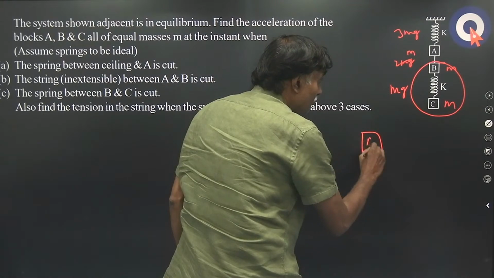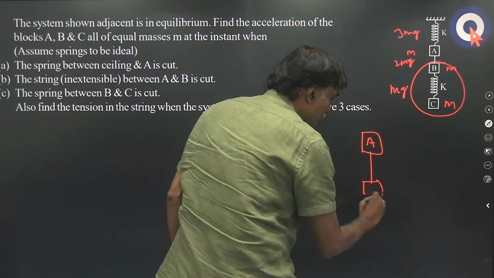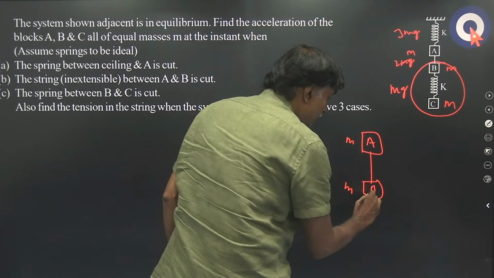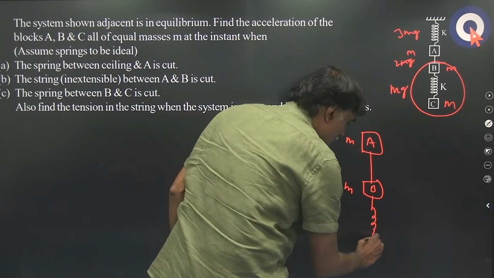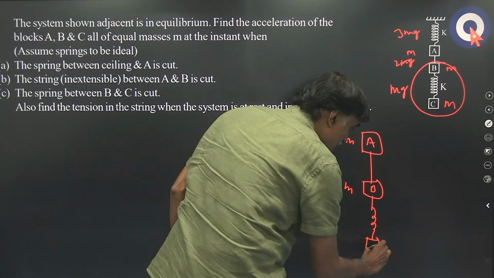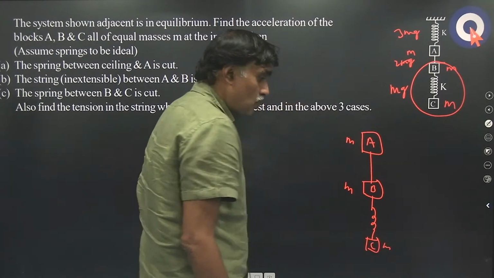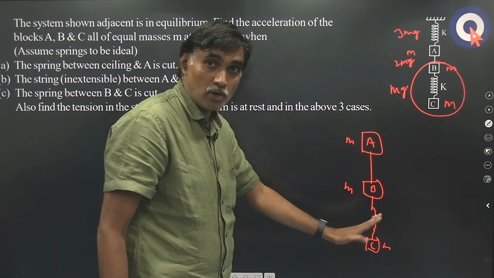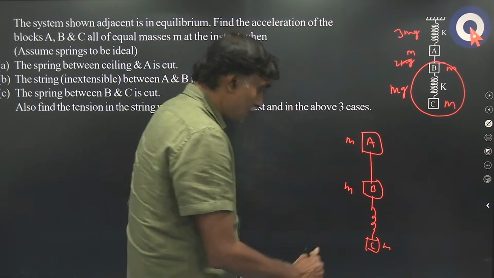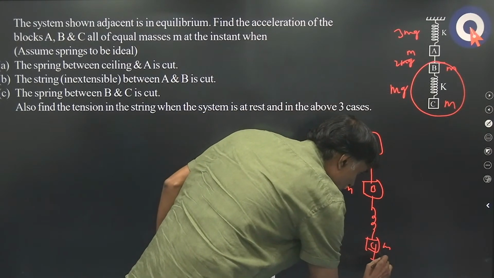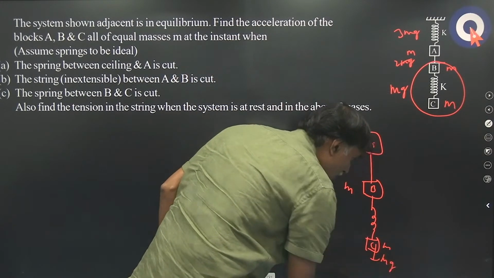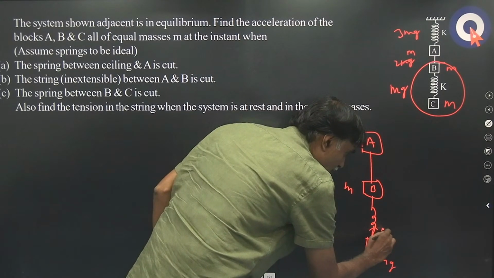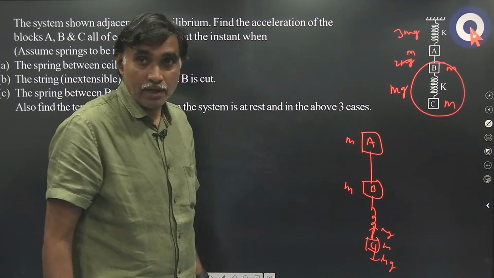Upper block A and this is B, both same mass, and here another spring. What is mass of this block? M. And now what are the forces acting? If you consider block C, tension in the spring does not change immediately in the first case. What are the forces acting on this block? This is small mg downwards, and here tension is small mg upwards.